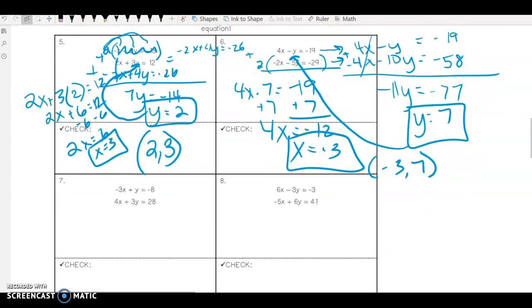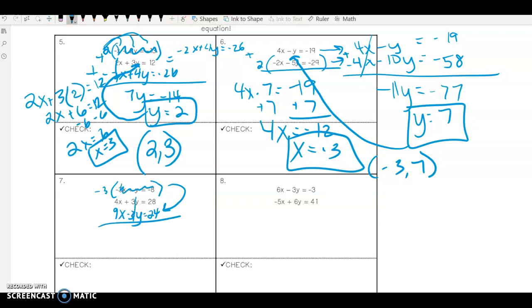Let's check out this next one. Decide what you want to eliminate. For me, I'm going to try to eliminate the y's. So to do that, I'm going to try and get this y to be negative 3. So I'm going to multiply everything by negative 3. I'm going to rewrite the equation down here so I can scribble that guy out in a minute. Negative 3 times negative 3x will give me 9x. Negative 3 times y is negative 3y. And negative 3 times 8 is negative 24. I'm going to scribble this guy out so I know I'm done with them.